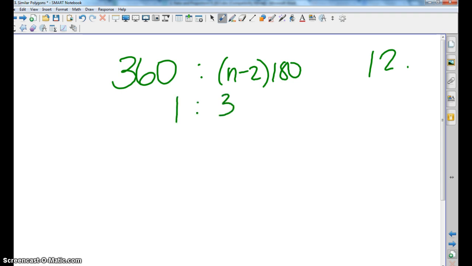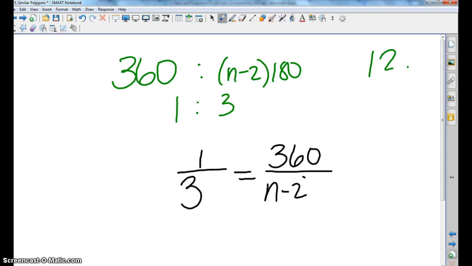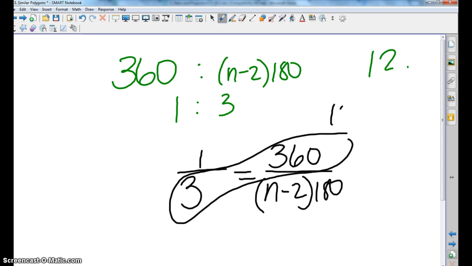Identify the polygon. Now we're going to want to do fractions instead of the colon form because we're definitely going to cross multiply. So I'll put 1 is to 3 as 360 is to n minus 2 times 180. Cross multiply. 3 times 360. 1080. Does that number look familiar to anyone? That's an octagon. But that's okay if you didn't know that. Equals n minus 2 times 180 times 1. Well, that's just n minus 2 times 180.